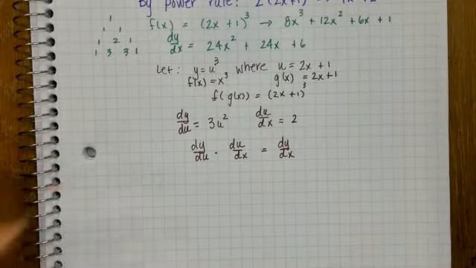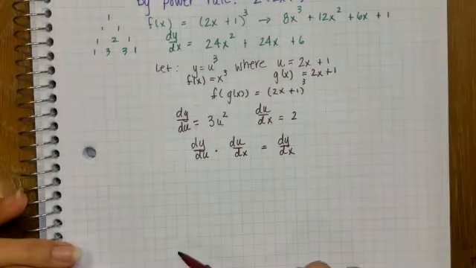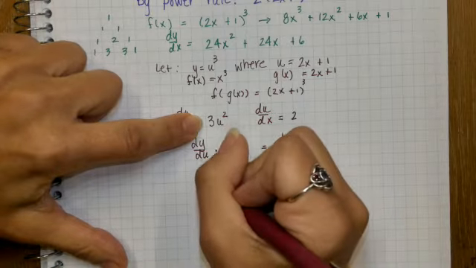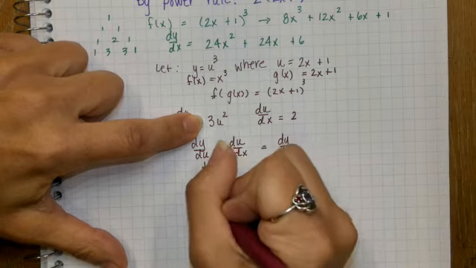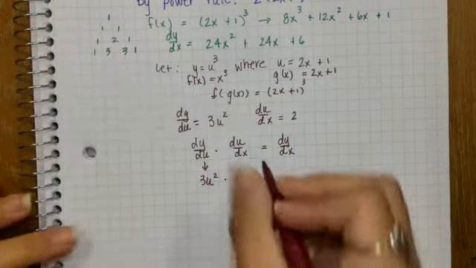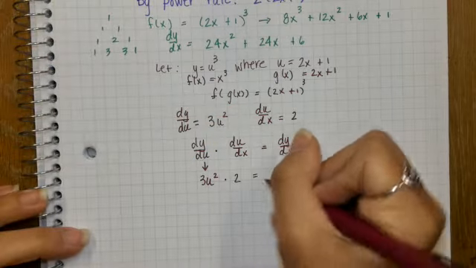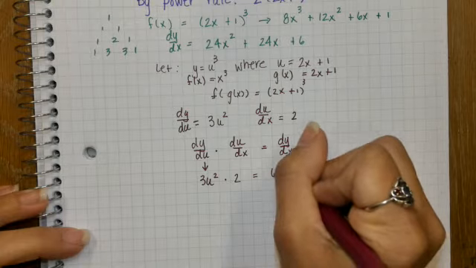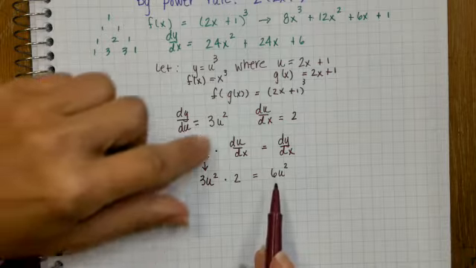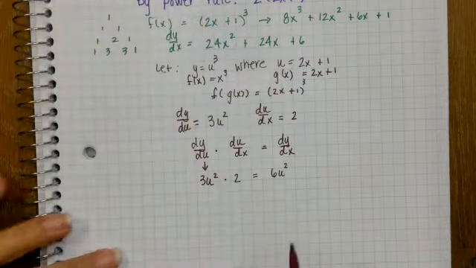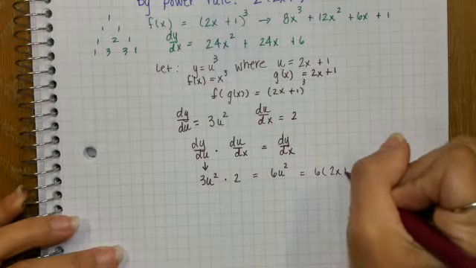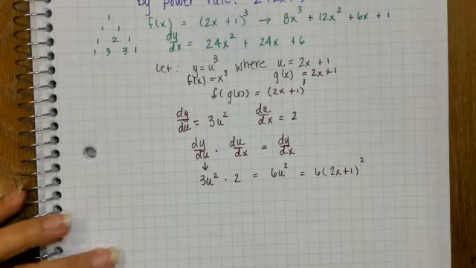Reduce, please do not cancel. Cross reduce, you get dy dx. So we just found dy du. Dy du is 3u squared. Du dx is 2. Right? Well, I know u. We said u was 2x plus 1. So this is the same thing as 6 times 2x plus 1 squared, doing a substitution.